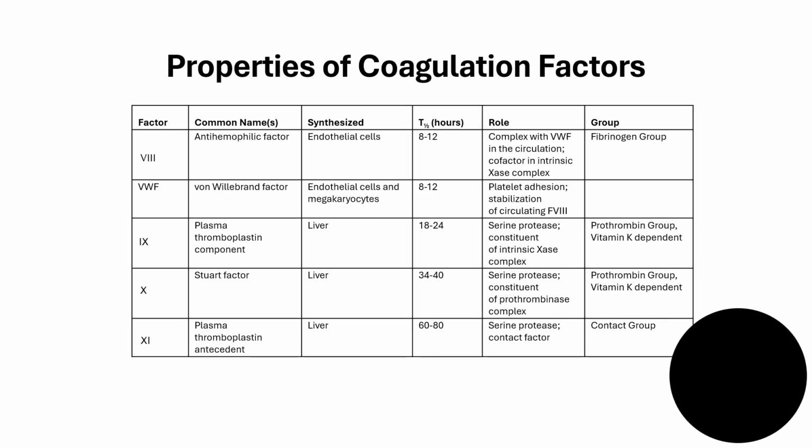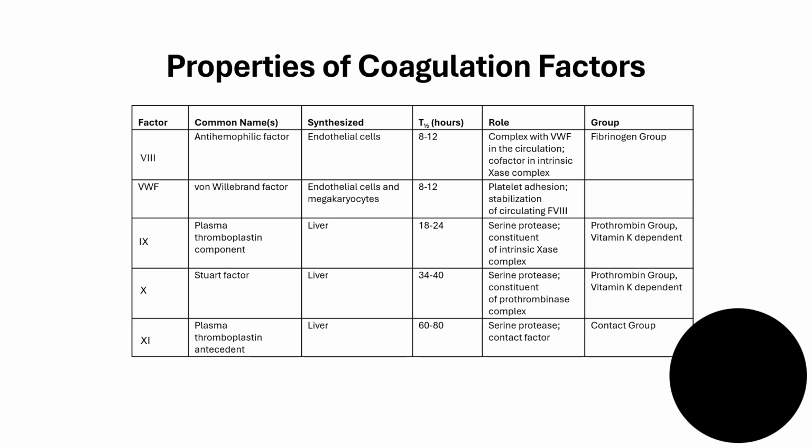Factor 8 is the antihemophilic factor, commonly known in conditions of hemophilia A. It's synthesized by endothelial cells, and it's complexed with von Willebrand factor in circulation in the extrinsic 10-ase complex, belonging to the fibrinogen group. Von Willebrand factor is produced by endothelial cells and megakaryocytes and helps with platelet adhesion and stabilization of circulating factor 8.